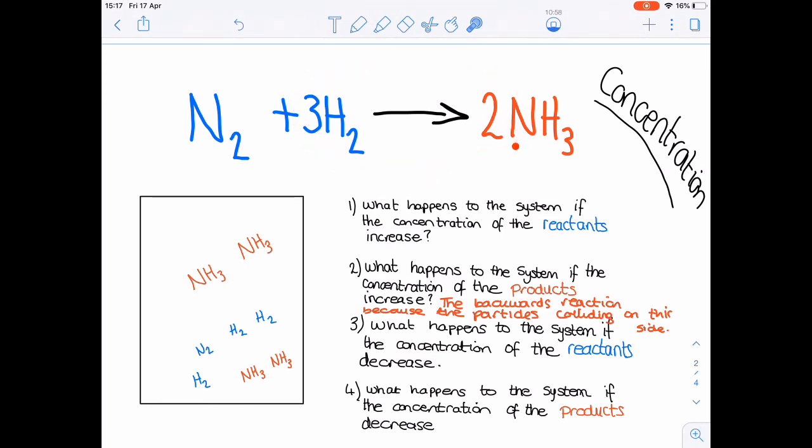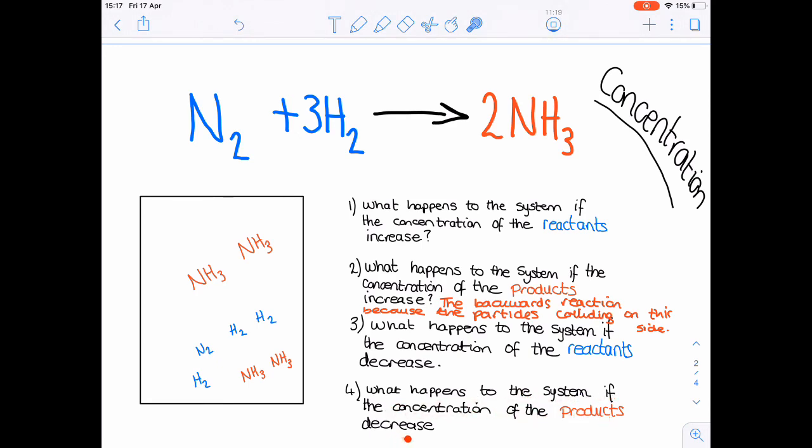So if you've written anything about the fact that to start with, the backwards reaction will be happening faster because there's more particles colliding until it reaches equilibrium again, you'd get the mark. Question 4. What happens to the system if the concentration of the products decrease?